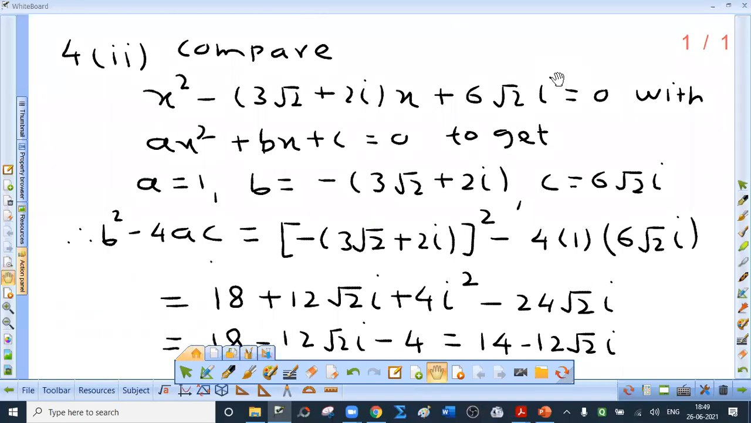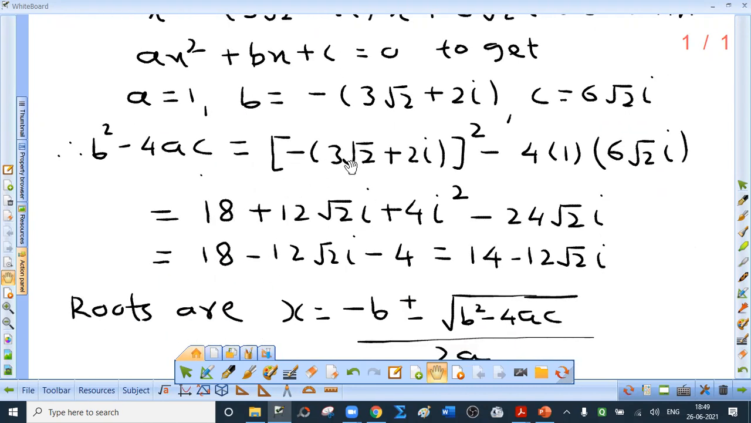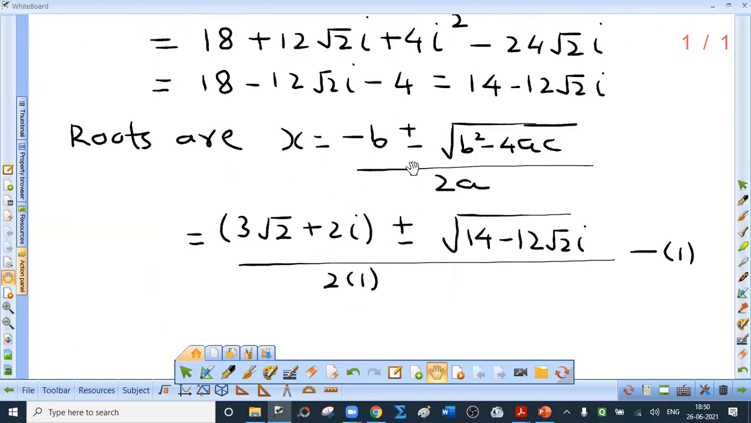Second sum, compare given equation with standard equation to get a equal to 1, b equal to minus (3 root 2 plus 2i), c equal to 6 root 2i. Now find out b square minus 4ac. You have to be very careful. Square of minus is plus. So 18 plus 12 root 2i plus 4i square minus 24 root 2i. So 18 minus 12 root 2i, i square is minus 1, so minus 4. So effectively, b square minus 4ac is nothing but 14 minus 12 root 2i. Then you have to say roots are minus b plus minus root of b square minus 4ac upon 2a. Substitute the values. Now, this is altogether different sum. Roots of this, we will find separately. Once we obtain roots, we will put roots in 1 to get actual roots.